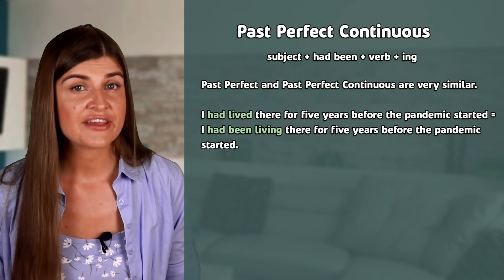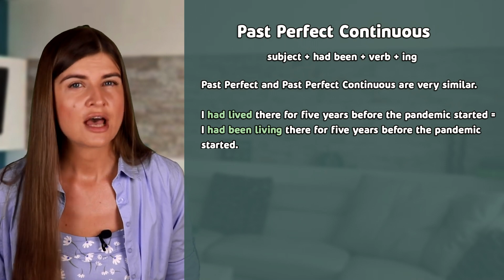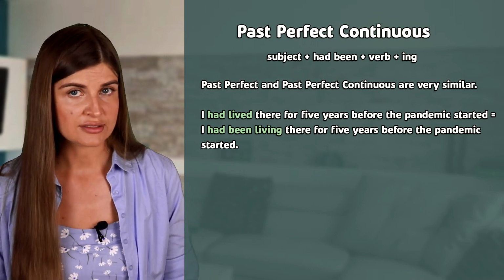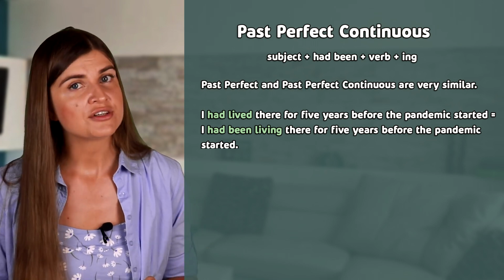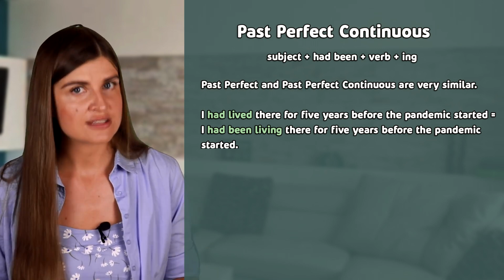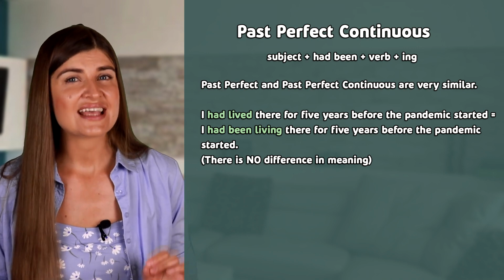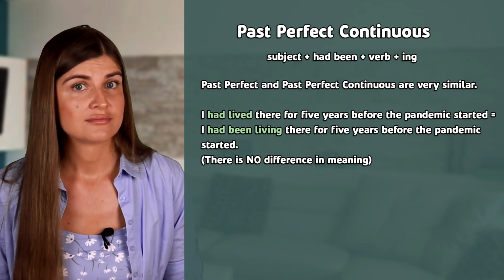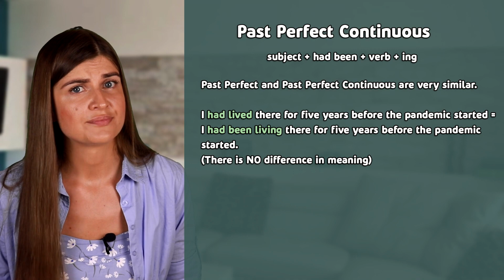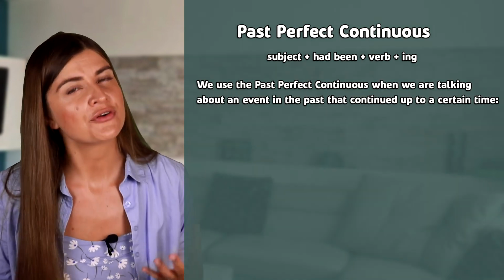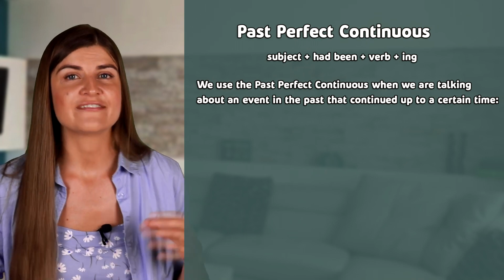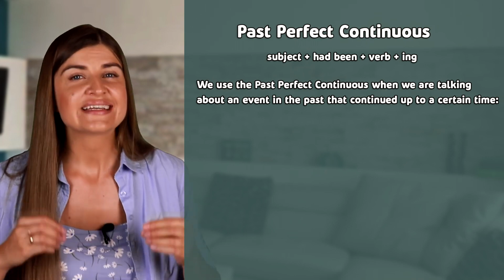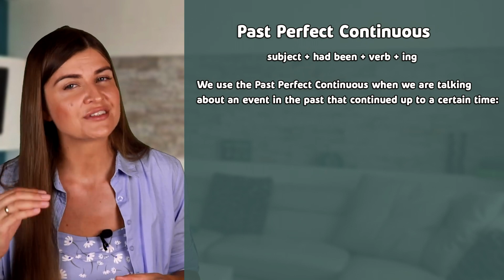I had lived there for 5 years before the pandemic started, or I had been living there for 5 years before the pandemic started. These sentences have the same meaning. There is no difference. But we use the past perfect continuous when we are talking about an event in the past that continued up to a certain time.